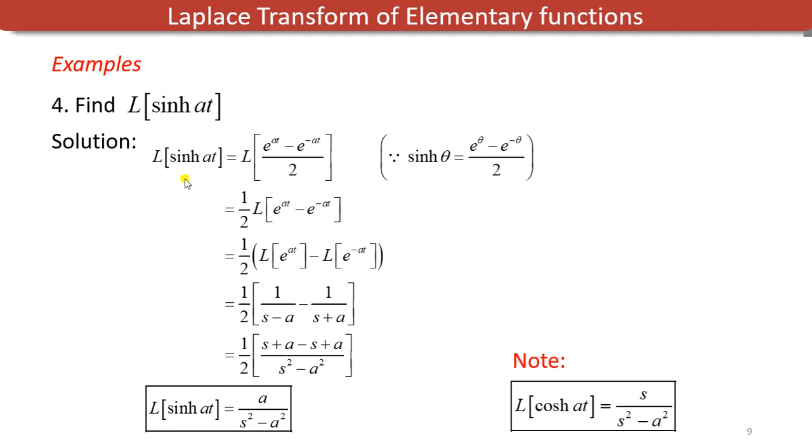So the given problem becomes L of sin h at is equal to L of (e power at minus e power minus at) by 2. That 1 by 2 we can take outside, and then we can have L of e power at minus e power minus at. That Laplace we can operate inside. We get L of e power at minus L of e power minus at, and applying the formula we can get 1 by s minus a, minus 1 by s plus a. We simplify, we can get L of sin h at is equal to a by s square minus a square. In the same way, we can find L of cos h at is equal to s by s square minus a square.